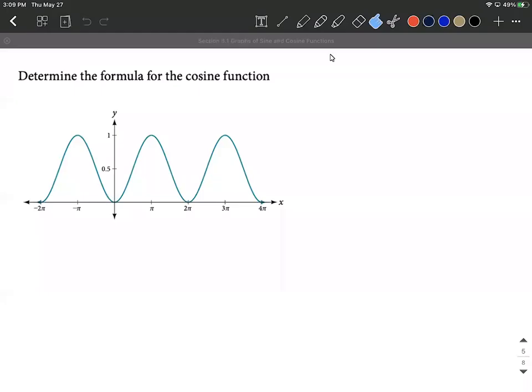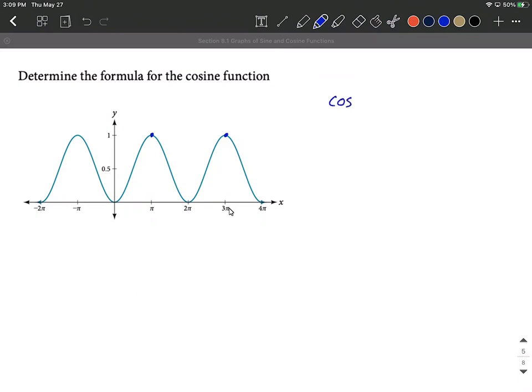Okay, we're given a graph and we're asked to come up with the formula that would produce this graph. As we're taking a look at this, they do tell us we're supposed to use the cosine graph. From what I know about cosine graphs, they start at the top and then they end at the top again. So I'm going to focus on this portion of our graph between pi and 3 pi. So I know that I need a cosine function.